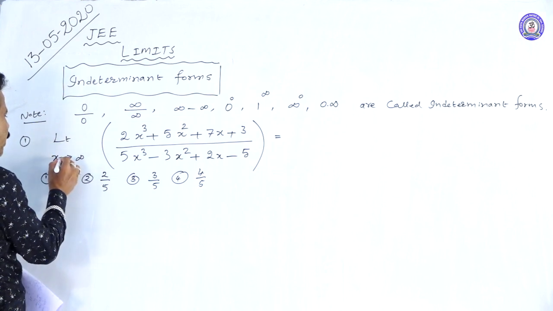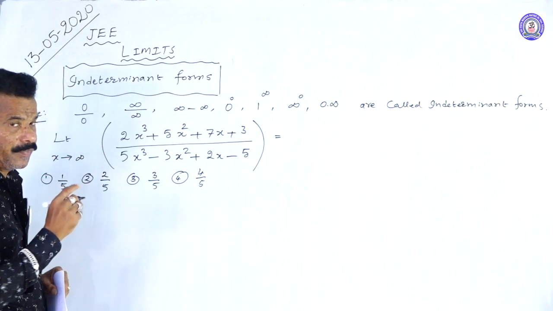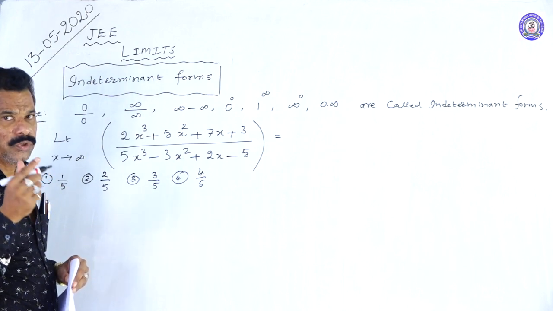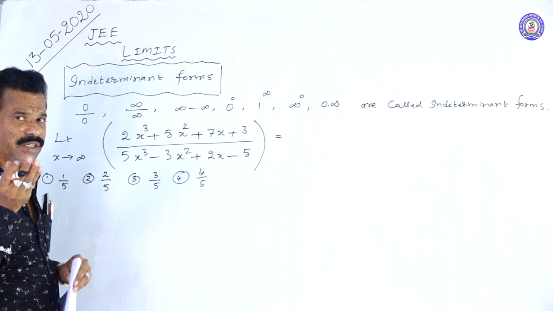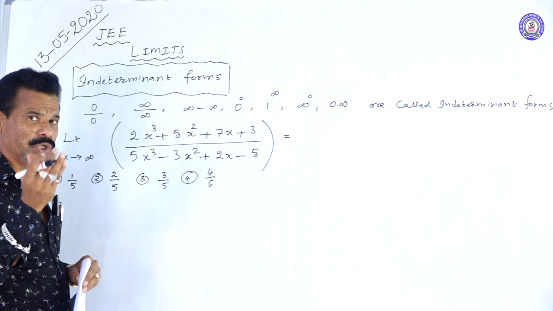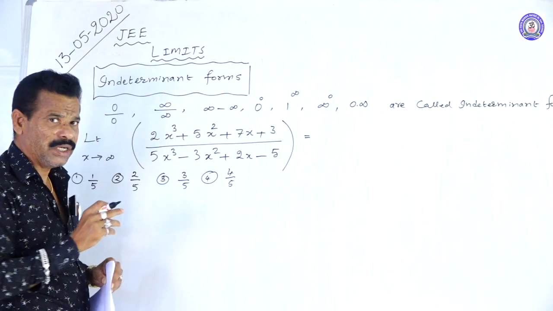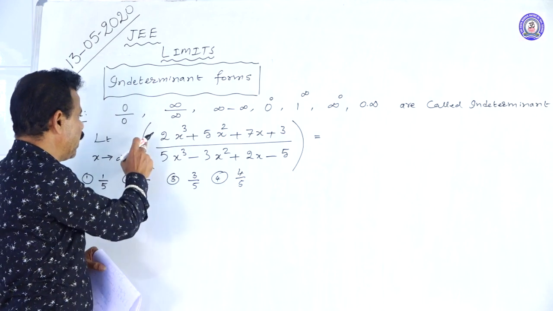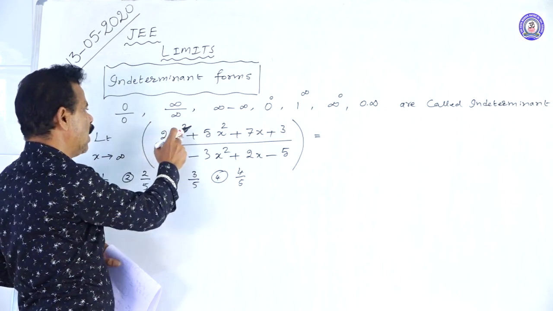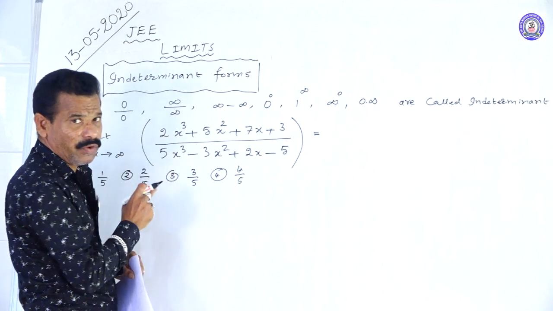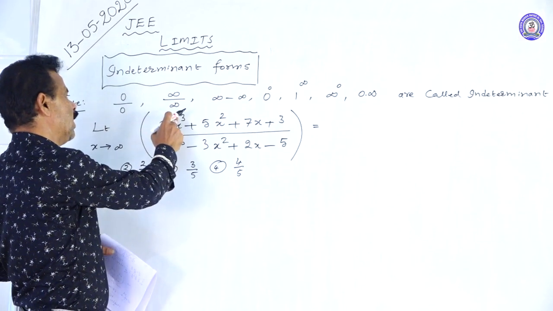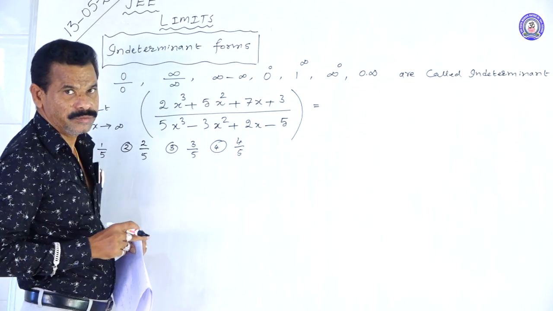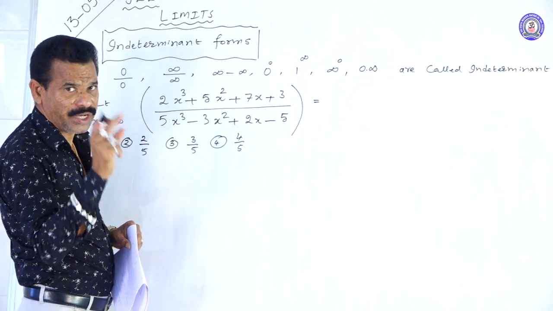Next, here the limit extends to infinity. If x tends to infinity, then 1 by x tends to 0. So this function is converted to 1 by x terms. Here, in the denominator and numerator, the highest power is 3.